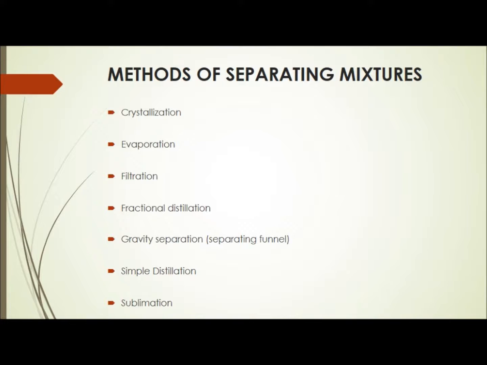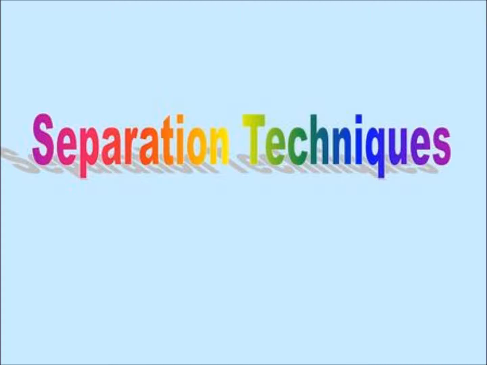Substances may be separated by a number of methods, which include crystallization, evaporation, filtration, fractional distillation, gravity separation, for example, the separating funnel, simple distillation, and sublimation. Some substances may require a combination of these methods. Substances may be separated based on a number of characteristics, such as their solubility, melting and boiling points, particle size, and composition.